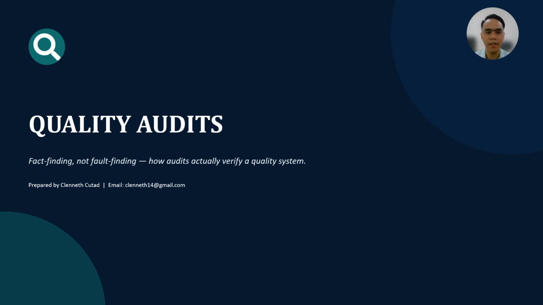So we've covered the quality system itself, its documentation, and the standards that govern it. Now we cover how organizations actually verify all of it: the quality audit. So here's the roadmap.